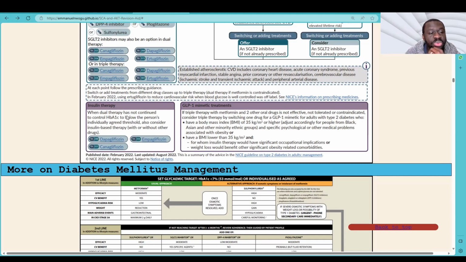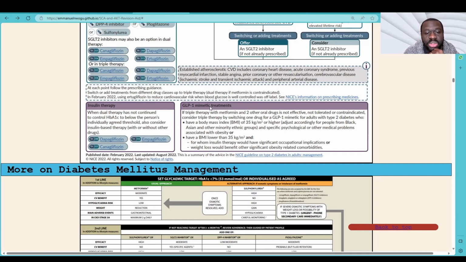Now, insulin therapy. When dual therapy has not continued to control HbA1c to below the person's individually agreed threshold, consider insulin-based therapy with or without other medications. If patients are on metformin and maybe dapagliflozin, or the person couldn't tolerate metformin and was started on dapagliflozin, maybe on alogliptin as well, or even a semaglutide injection, so the person's on dual therapy and not well controlled, you start thinking, could there be some insulin deficiency as well? So you could start discussing the option of introducing insulin into their treatment regimen.